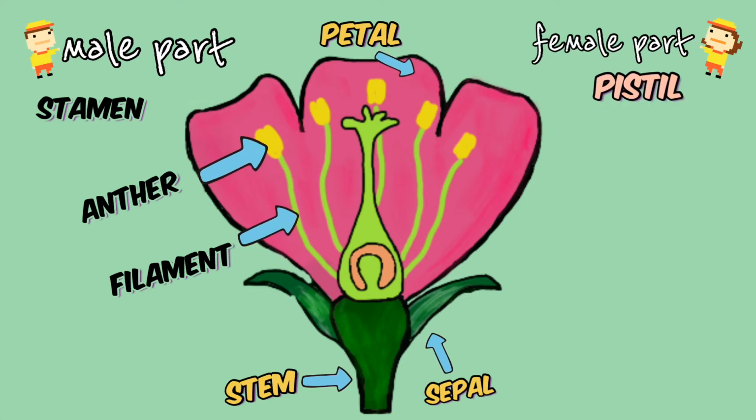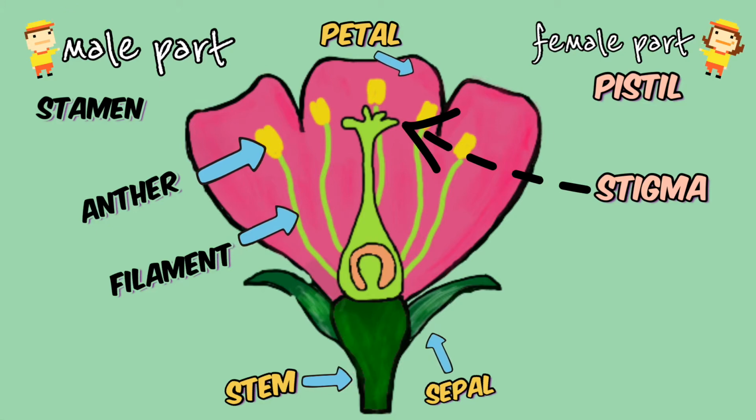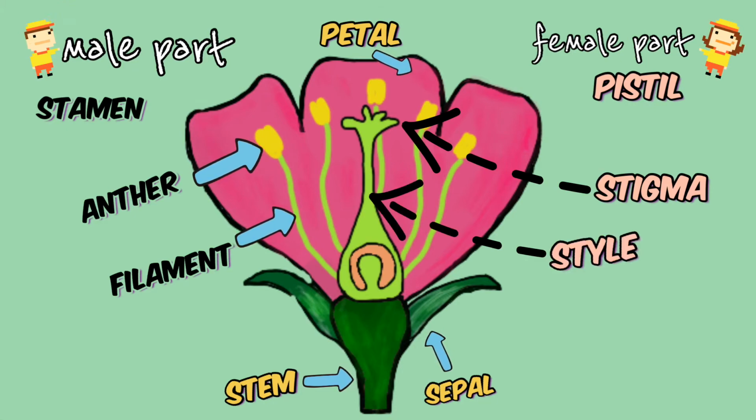Next, we move to the female part, which is named the pistil. The pistil consists of the stigma, style, and ovary. The stigma is at the tip of the style, the very top part. And then next, below the stigma, there is a long stalk which holds up the stigma. We name it the style.